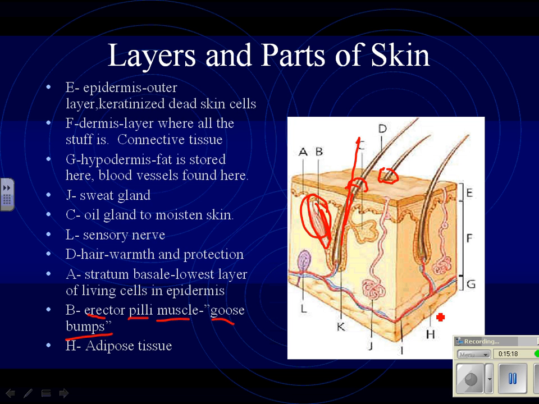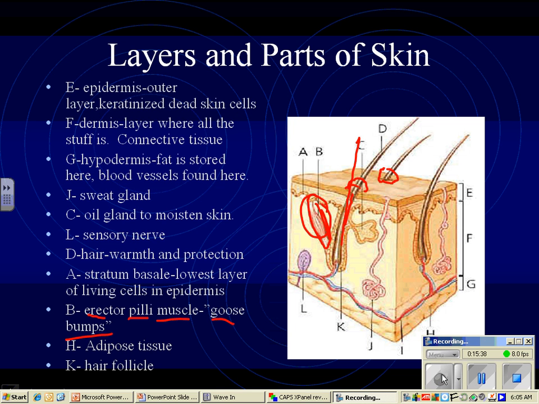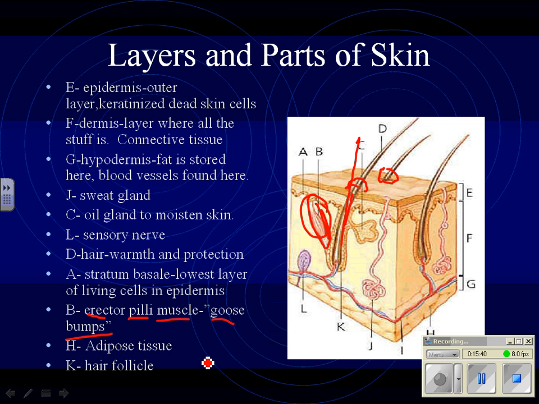Letter H, just so you know, it's just showing fat tissue, adipose tissue or fat. So, those are the layers and parts of skin that you need to know for the quiz tomorrow. We'll have a quiz over that slide. One thing I forgot to talk about, just briefly, letter K is actually the hair follicle. We'll talk in more detail about hair follicles next time.